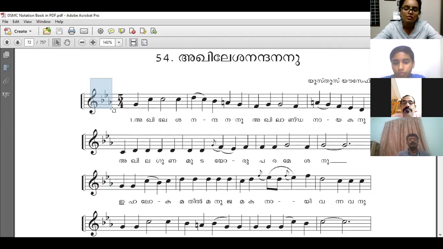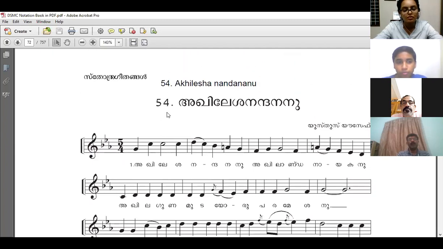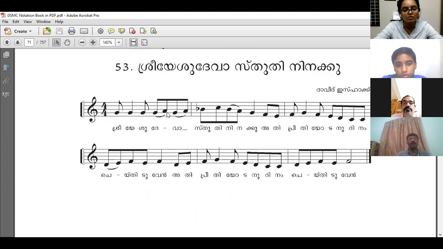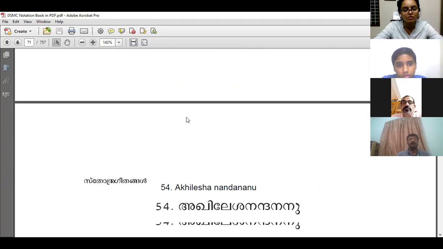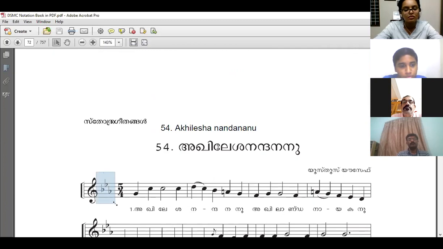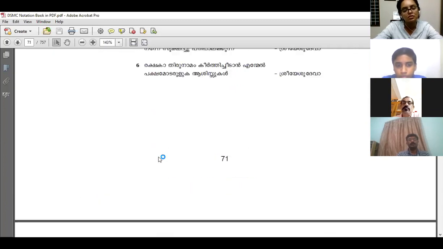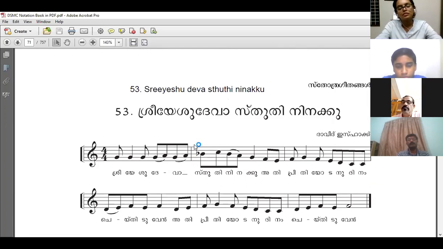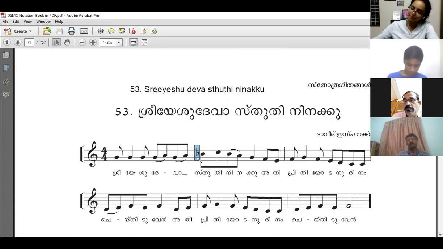Here we have 3 flats. We just found it: the 3 flats are B flat, E flat, and A flat. So this song has 3 flats. The flats and sharps that come in the beginning are called the key signature. That is what we learned. And whatever comes in between is called an accidental. You can write it down: A-C-C-I-D-E-N-T-A-L. So that is called accidentals.